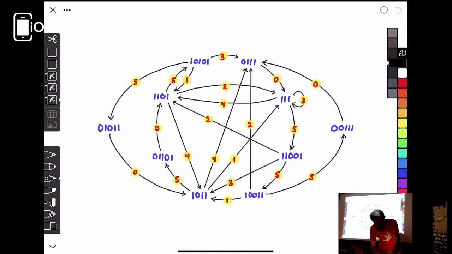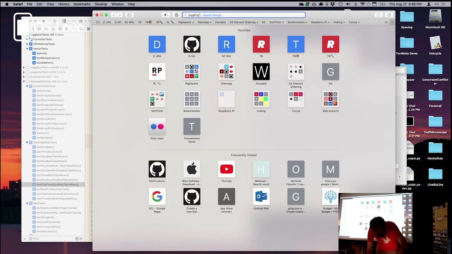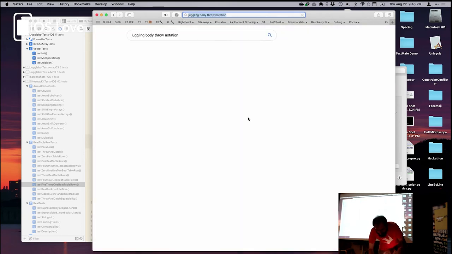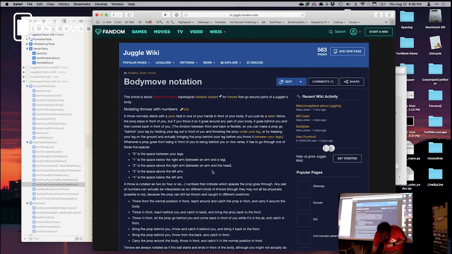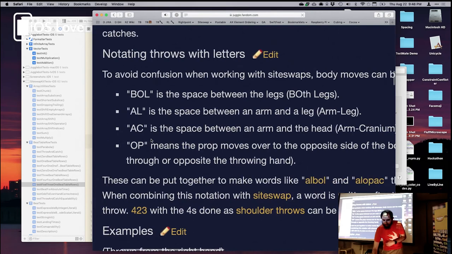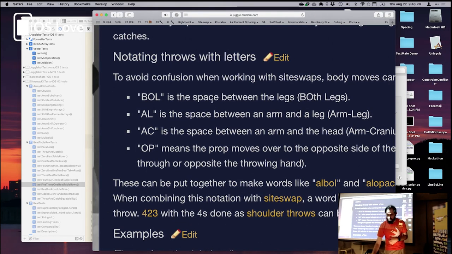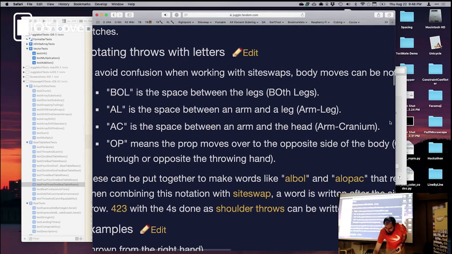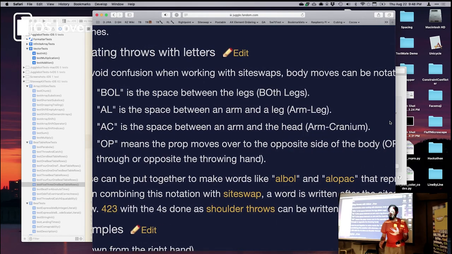Let me see if any of these devices are online. So there's a body move notation where you have these symbols. So B-O-L is both legs. A-L is arm, leg, so that's arm and leg, so that's this here. A-C is arm, cranium, so here. And O-P is opposite side of the body, so like here to here, something like that.